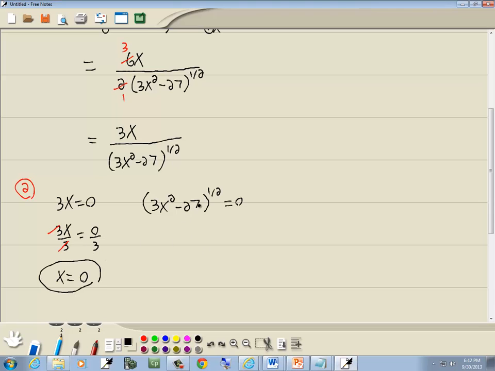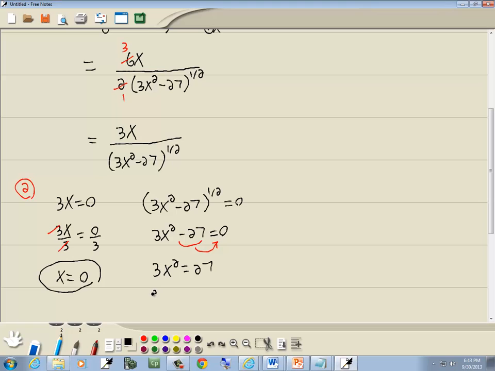Now this other piece. Whenever you have parentheses to a power equal to 0, then the power always disappears. And so it becomes 3x squared minus 27 is equal to 0. The reason why is if I raise both sides to the second power, it would cancel this, and 0 to any power is always 0. Now we're going to solve this using the square root property. So I'm going to take the negative 27 to the right side. So we've got 3x squared is equal to a positive 27.